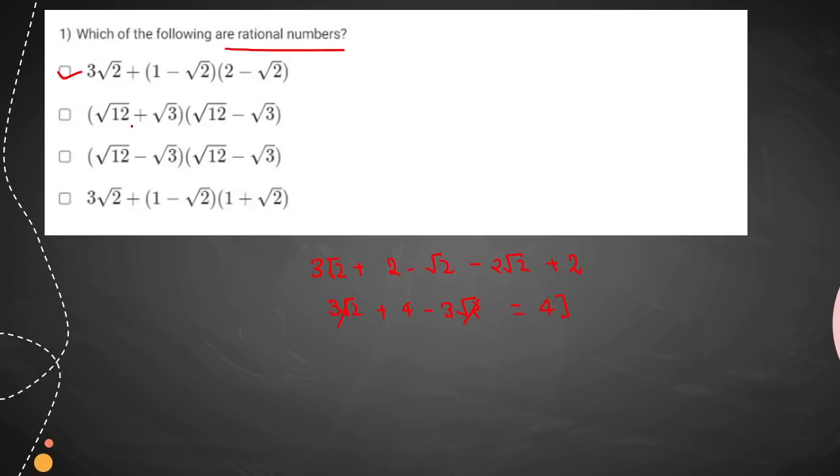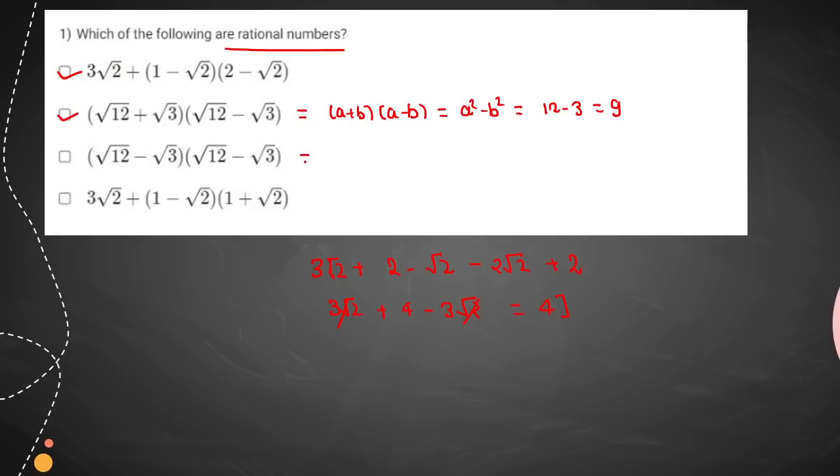The second option is root 12 + root 3 multiplied by root 12 - root 3. It is basically (a + b)(a - b), so it will give a square minus b square. So simply it will be 12 - 3, that is 9. So 9 is a rational number, so that's why this option is also correct.